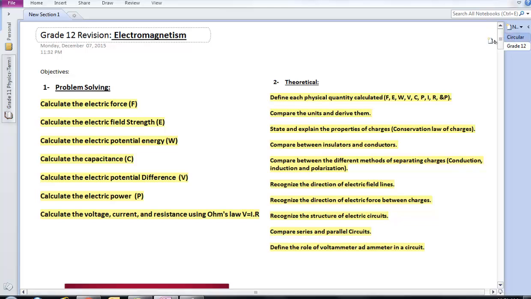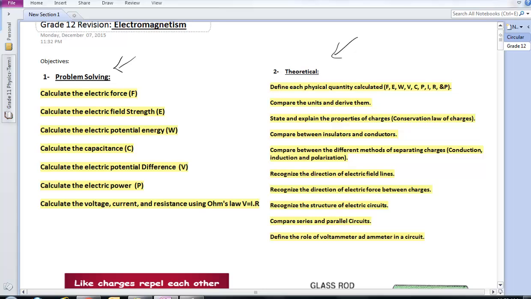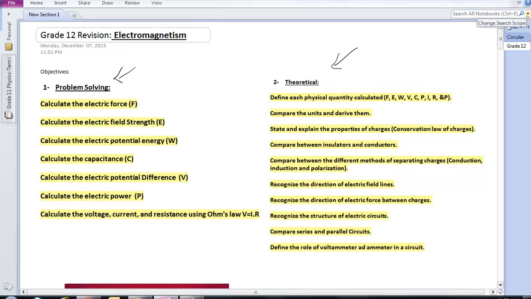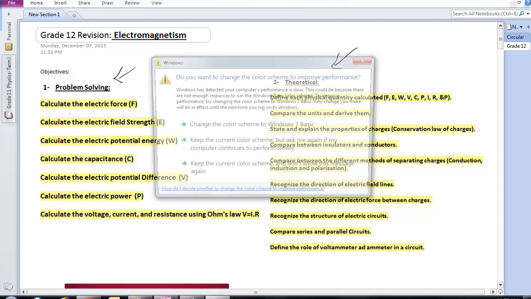I have some specific objectives. Basically, any physics exam is classified into two main parts. You have the problem solving and you have the theoretical part. The main target today is to revise the theoretical part because it will cover most of the definitions and the ideas discussed in the course. So let's first introduce the problem solving objectives that we will cover in a later video.